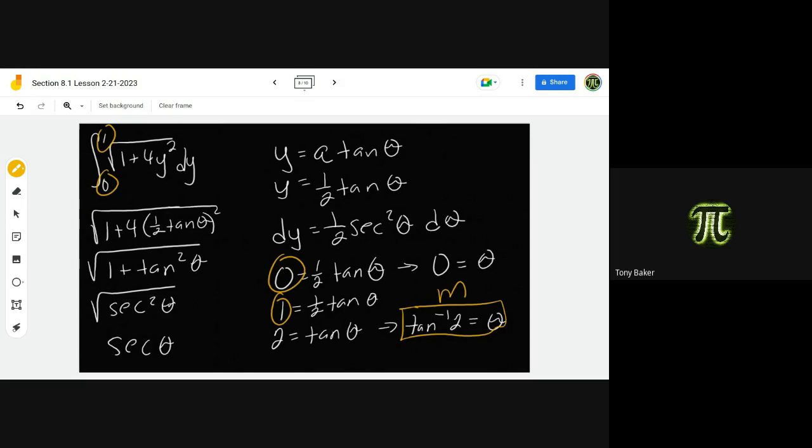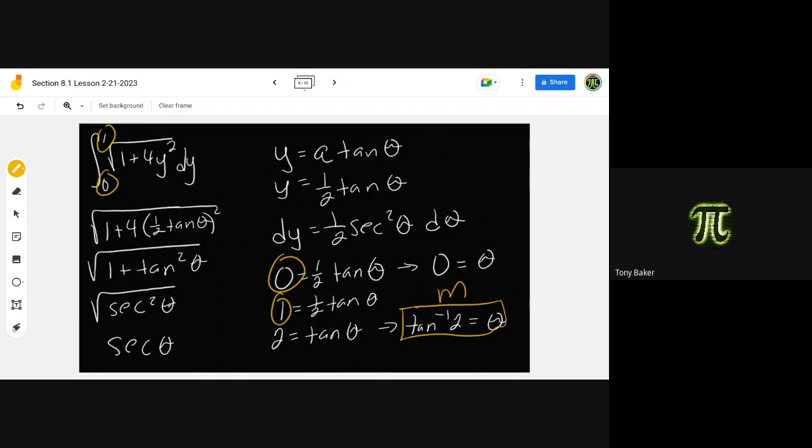Now, those are still in y's. I need those in thetas. So 0 is y equals 1/2 tangent theta, so 0 is theta. What's tangent of theta equals 0, and what's the arctangent of 0? It's 0. Same thing here. I have 1 equals 1/2 tangent theta, multiplied by 2 to get rid of the 1/2. Unlike the other one, it doesn't disappear. So 2 equals tangent of theta. I don't have an easy value on my unit circle for what 2 is for tangent, so it's just the arctangent of 2 equals theta.